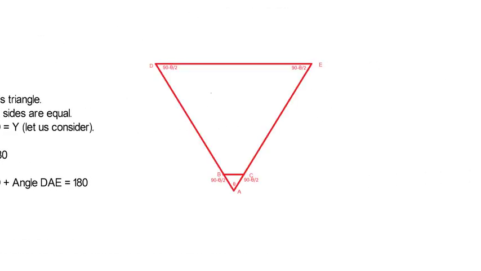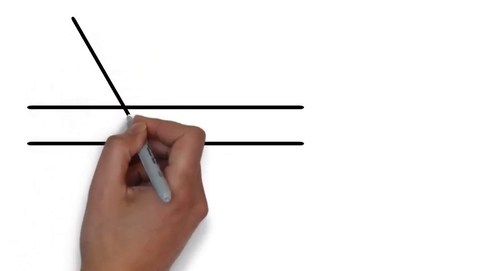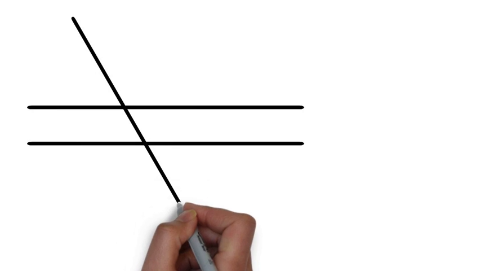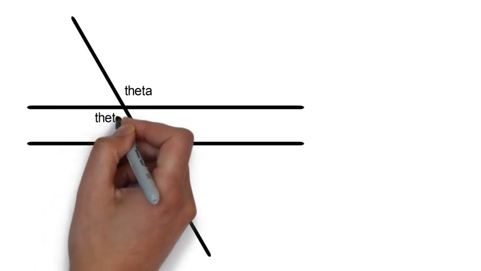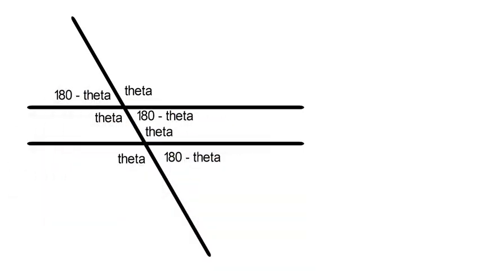Imagine a pair of parallel lines which is cut by a third line. The corresponding angles formed by the cutting line will be equal in both the parallel lines. That is, the corresponding angles are theta and theta, theta and theta, 180 minus theta and 180 minus theta, 180 minus theta and 180 minus theta.